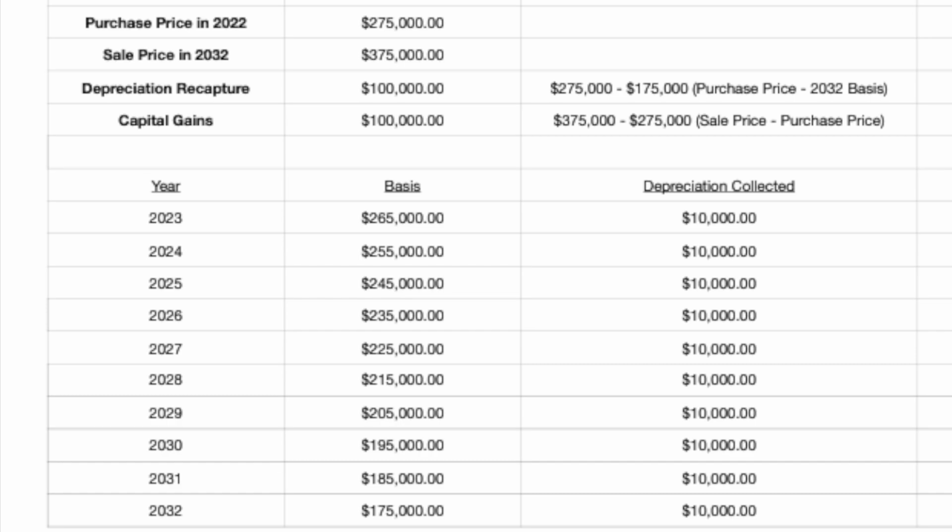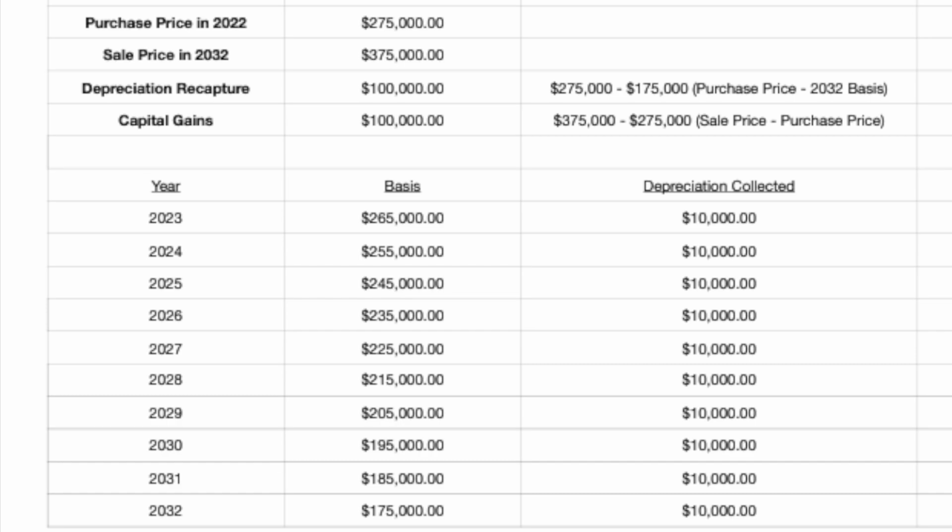Now let's say you hold the property for 10 years and you were able to collect 10 years worth of depreciation. This would come out to be $10,000 per year. You will have collected $100,000 of depreciation expense over the span of those 10 years. When you do this, it lowers your basis in the property. So now on the books, you own a property that's worth only $175,000 after 10 years, even though you paid $275,000.